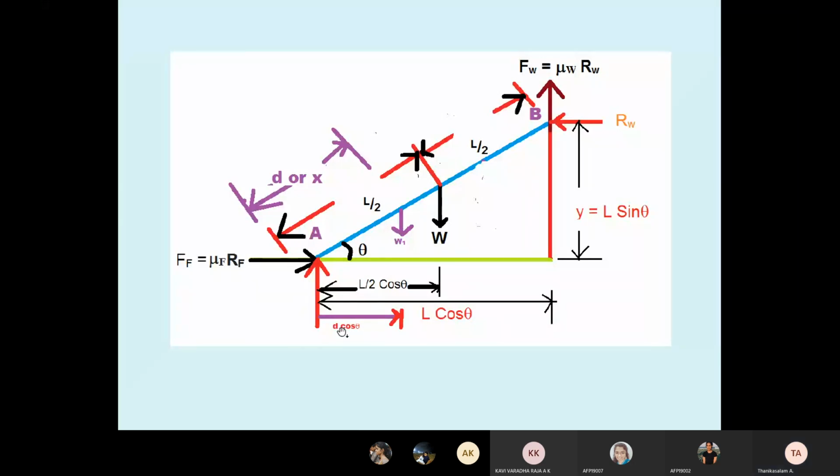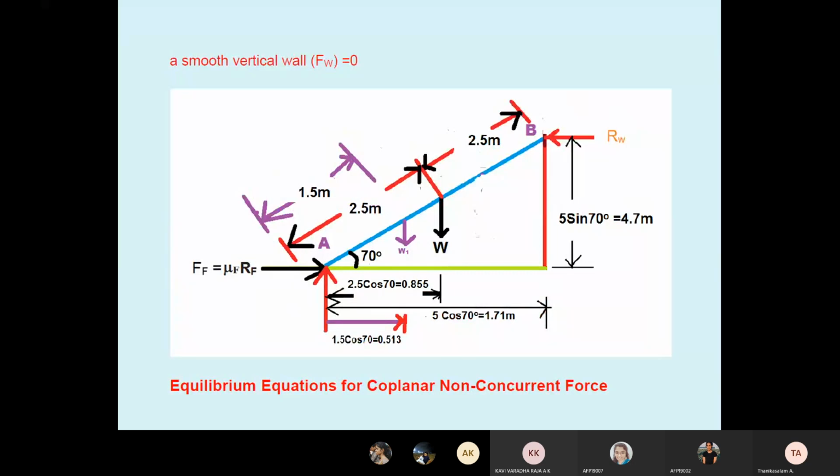Okay. Yes, smooth wall, no? I removed FW, it is 0. The length is given as 5 meters, therefore the weight acts at 2.5 meters, 2.5 meters, W. And the man is standing at 1.5 meters. Students, what is the corresponding horizontal distance? You have to calculate. Total horizontal distance is L cos theta. L is 5 meters, theta 70 degrees, therefore 1.71 meters. Students, A to C is 1.71 meters.